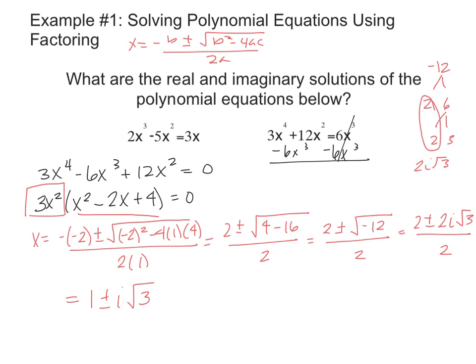So for our solutions, and remember I said we can't forget that 3x squared can be set equal to 0. So if I set, I'll put this in blue.